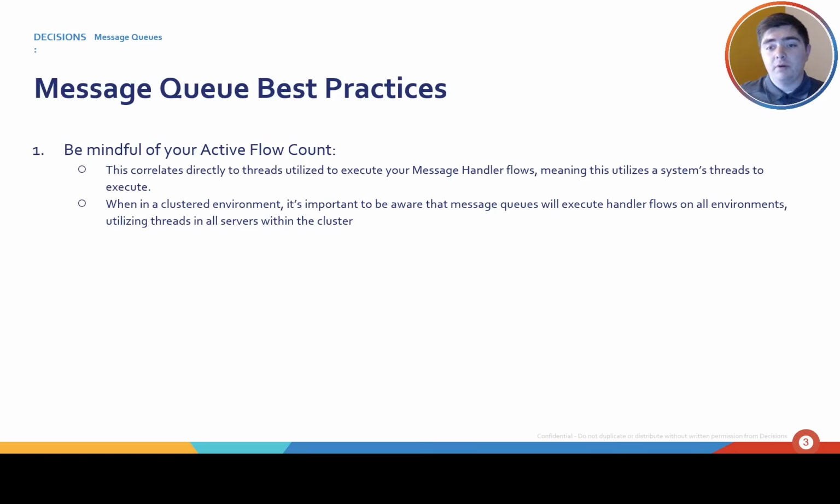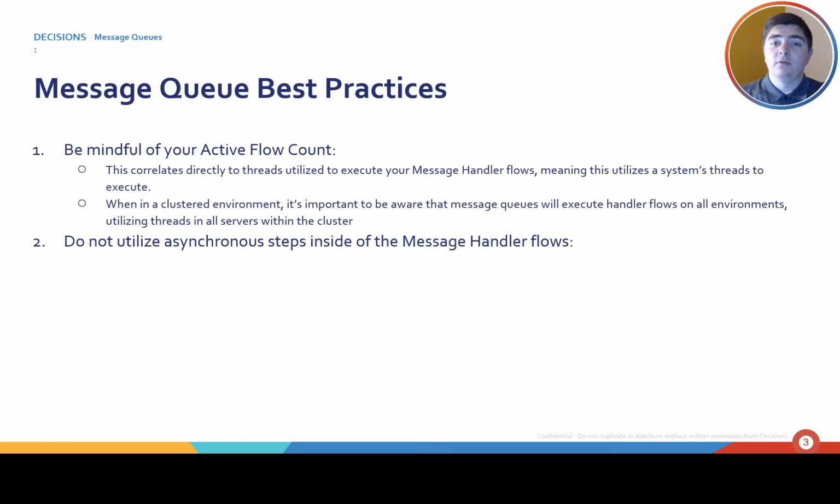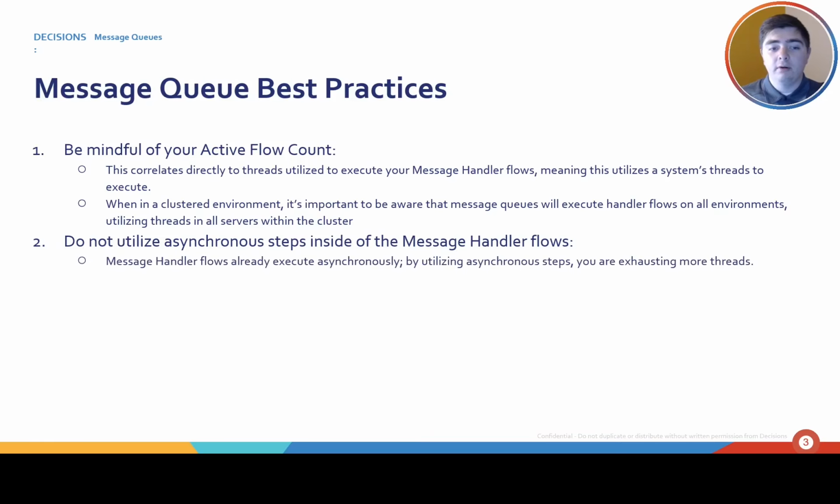Now, the other best practice I want to point out is involving asynchronous steps. You don't want to use these inside of message handler flows. The message handler flows are already being processed asynchronously. So by utilizing asynchronous steps, you are going to be exhausting more threads trying to run the same job. Remember, this is already processing asynchronously, and that queue is being handled by whatever message queue you've integrated with in Decisions.